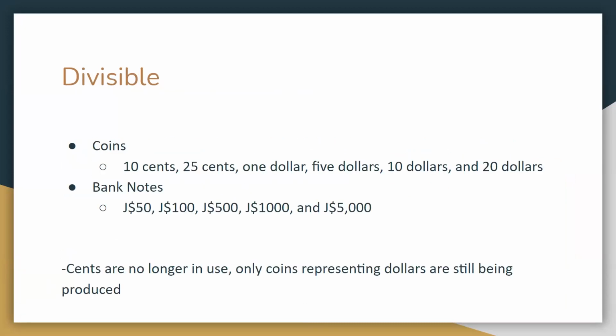The Jamaican dollar is also a very divisible product, especially given the existence of $5,000 bills. They have coins of 10 cents, 25 cents, $1, $5, $10, and $20. Additionally, they have banknotes of $50, $100, $500, $1,000, and even $5,000. Interestingly enough, cents are also no longer used in Jamaica. While prices of a product or a service may be shown in cents, in the end, the prices of these products will be rounded up to the nearest dollar.